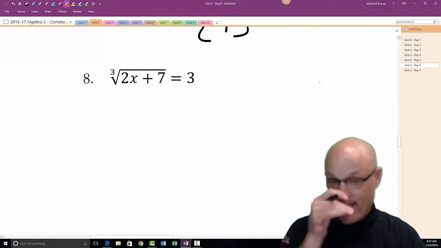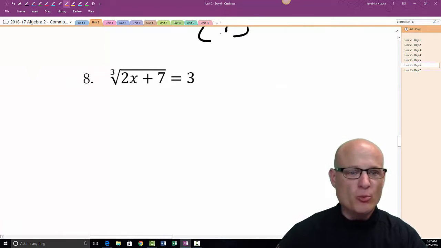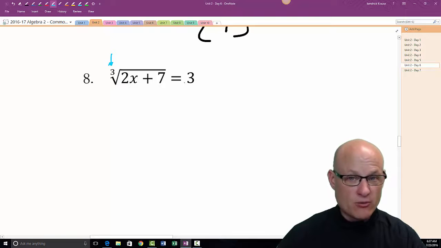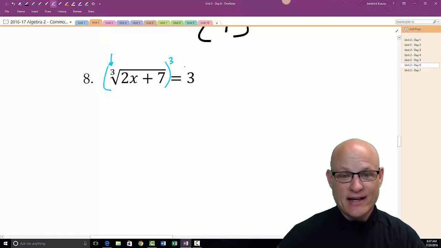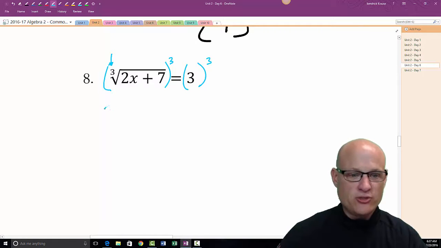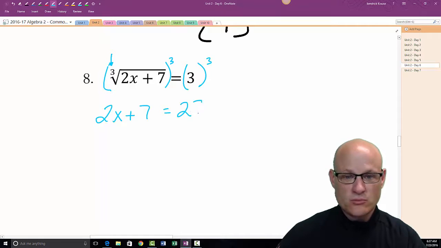We now have a cube root, not a square root, a cube root. And in order to get rid of a cube root, you have to cube. So if I cube that side, I got to cube that side. So this leaves me 2x plus 7 equals 27.